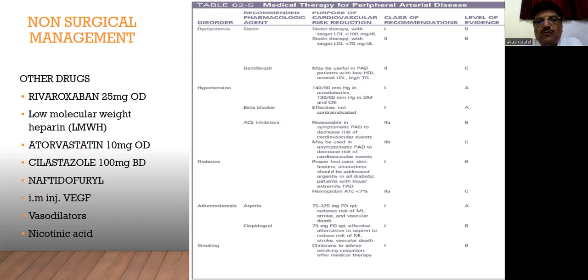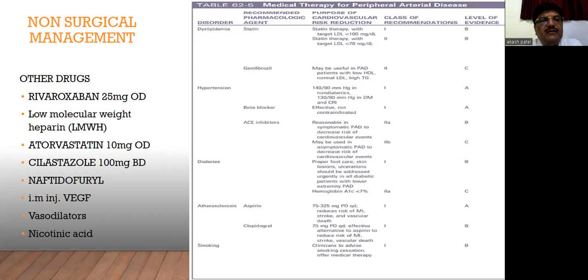Other drugs that may be useful in these cases are rivaroxaban. Here it is written 25 milligrams, but that's wrong. It's 2.5 milligrams BD, not OD, it's BD. Rivaroxaban comes in many brand names and generic also, and now it has become very cheap. At one time it used to be more than 100 rupees per tablet, but now I think it is 2.5 rupees per tablet. So rivaroxaban 2.5 milligrams twice a day is the right dose, not 25 milligrams OD. 25 milligrams OD is a very high dose.